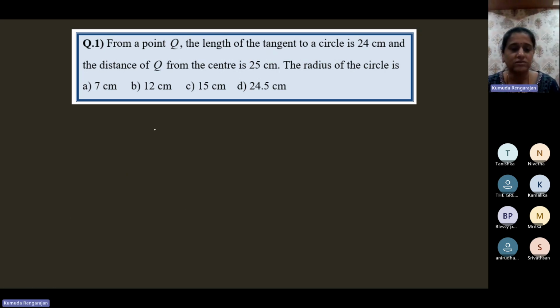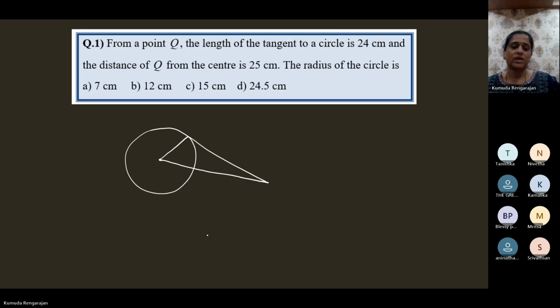I'll just do it again. See here, circle. Okay, I'm not marking the external point, but there is an external point. Okay, center of the circle, radius. All right. Now draw the tangent and join the center to that external point. So what is this? Center O. From a point Q, the length of the tangent. So this is Q. And the length of the tangent to a circle is 24 centimeters.